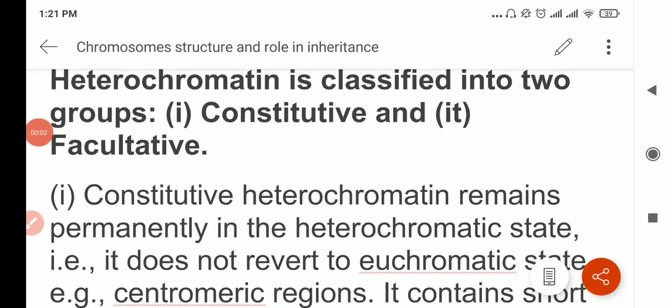So in the previous video, I said that there are two types of heterochromatin, the constitutive and the facultative. Let's see the first one. The constitutive heterochromatin means it is always in the heterochromatin stage, okay? It will never go back to the euchromatin, okay?